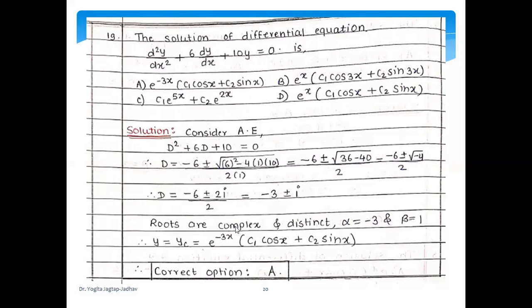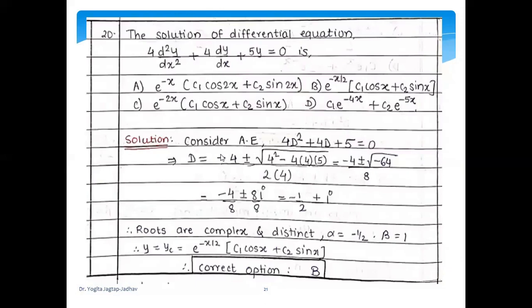These roots are complex numbers and distinct roots. Therefore, again by using case number 3 for writing the complementary function, with real part alpha equal to minus 3 and imaginary part beta equal to 1, we have the complementary function y equal to yc equal to e raised to minus 3x into c1 cos x plus c2 sin x. Therefore, the correct option for the given example is A option.